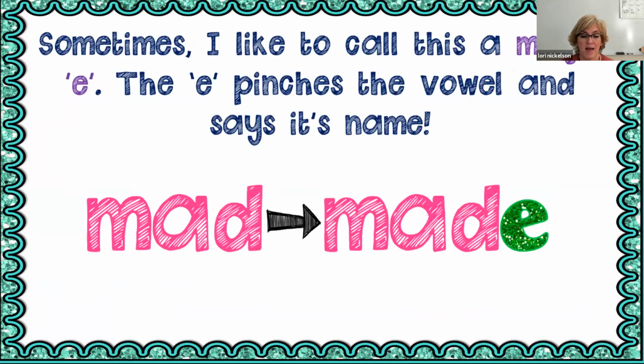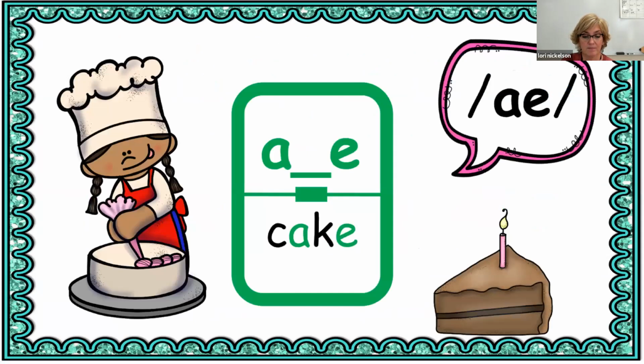Sometimes I like to call this a magic E. The E pinches the vowel and says its name. Mad into made. It made the A say its name. Like cake, the A and the E on this green card, it's a vowel card. And notice you've got the power bar here in the middle that's not so long, and the word below it is cake. That E pinches that A and makes it say A, like cake.